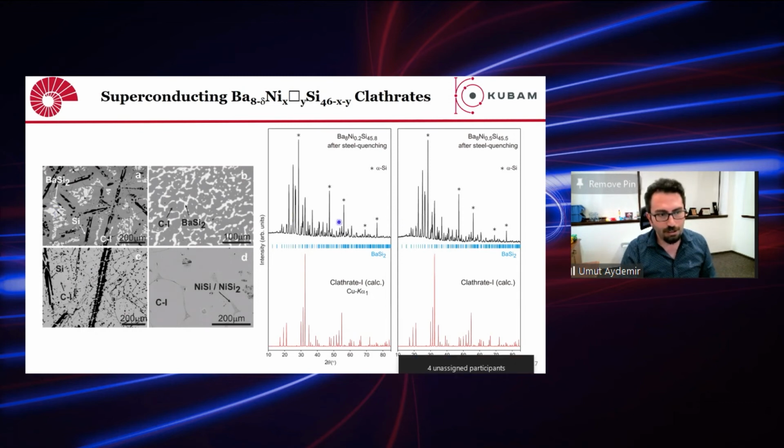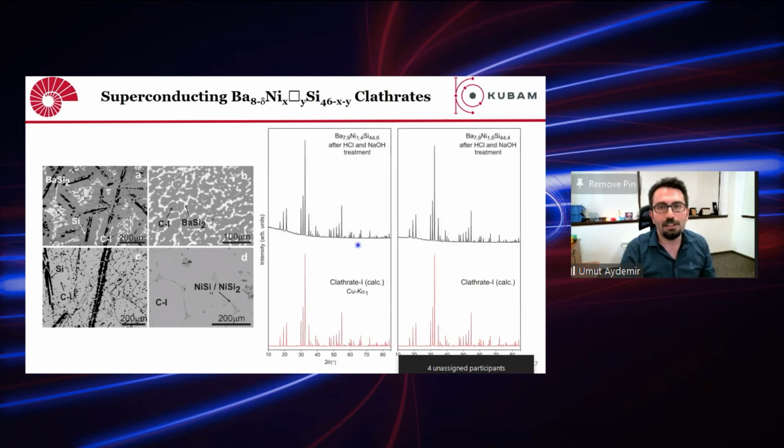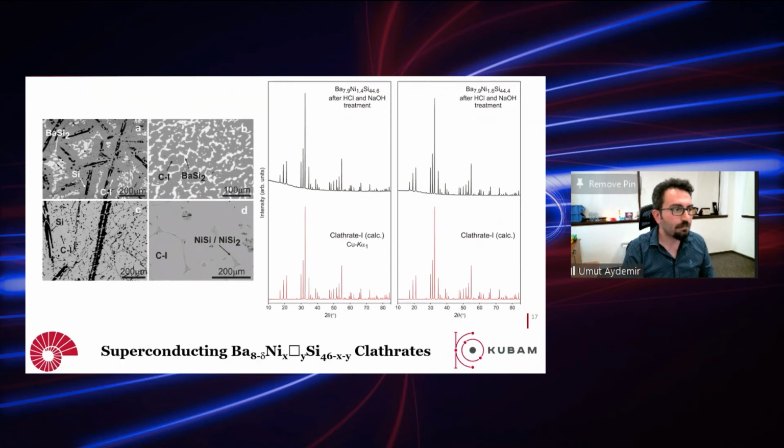So here you can see the XRDs. These are the theoretical powder patterns for the type 1 clathrate. And here, the steel-quenched materials are the ones actually showing the superconducting property. They are obtained after steel quenching, and they have a lot of silicon and also barium disilicide. Of course, we should be able to get rid of them, and we did it with hydrochloric acid and sodium hydroxide treatment. And then we ended up with very nice single-phase clathrate materials.